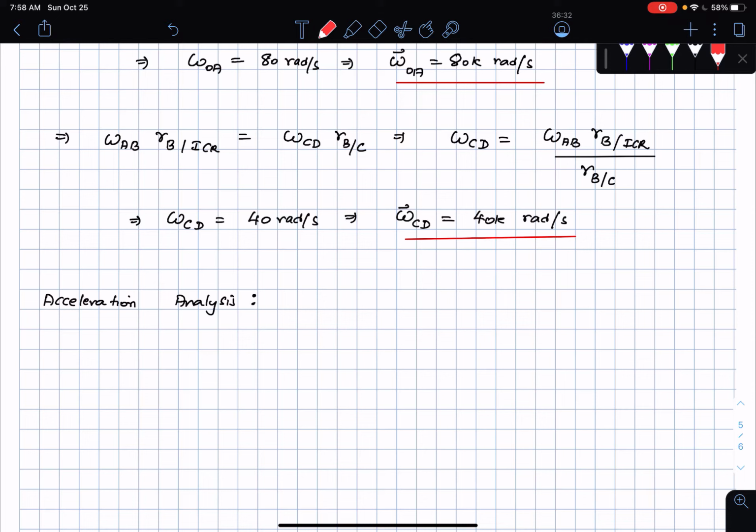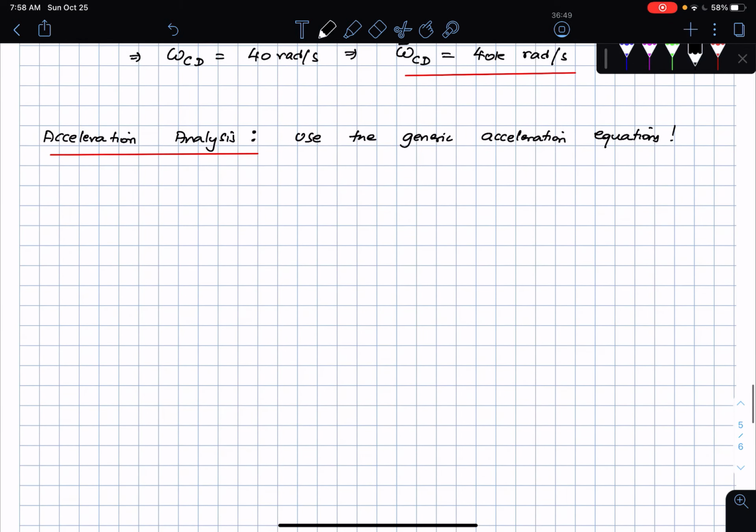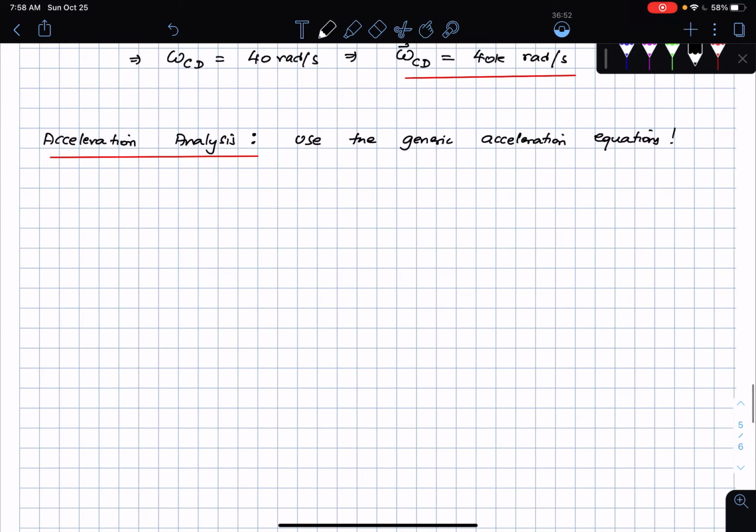I needed that line. I'm not sure why that vanished, but anyways, so we use the generic acceleration equations. Okay, now what I typically do in this situation is I bring in all the respective bars that we have, and then I write out the acceleration expressions.